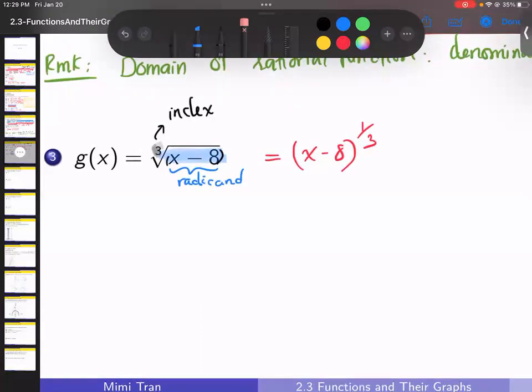Let's take a look at the function, the cube root function.